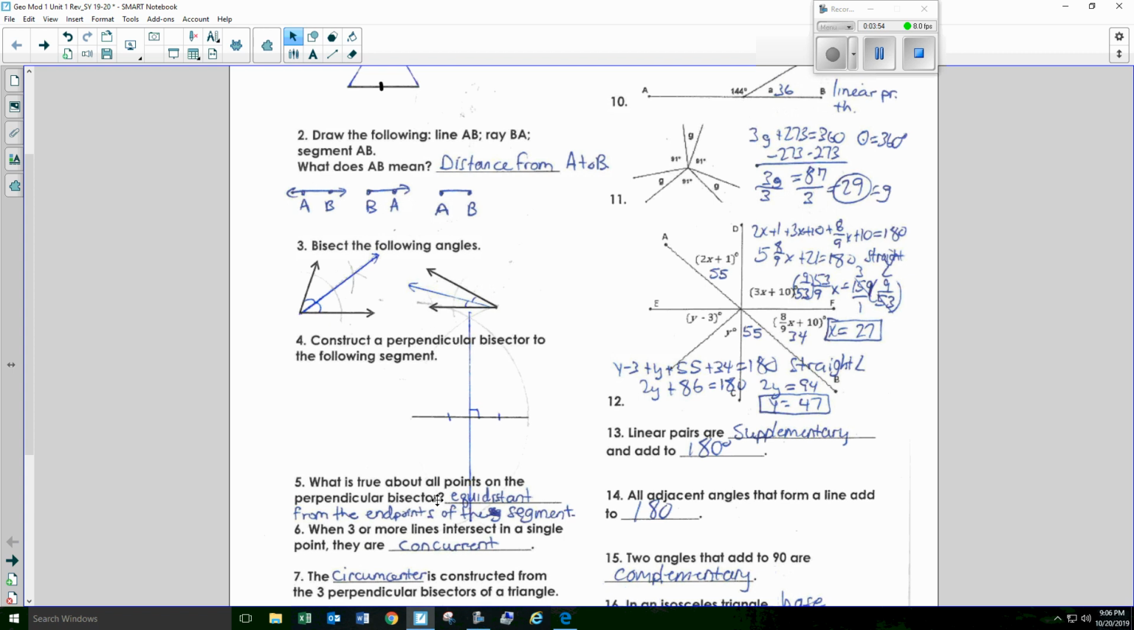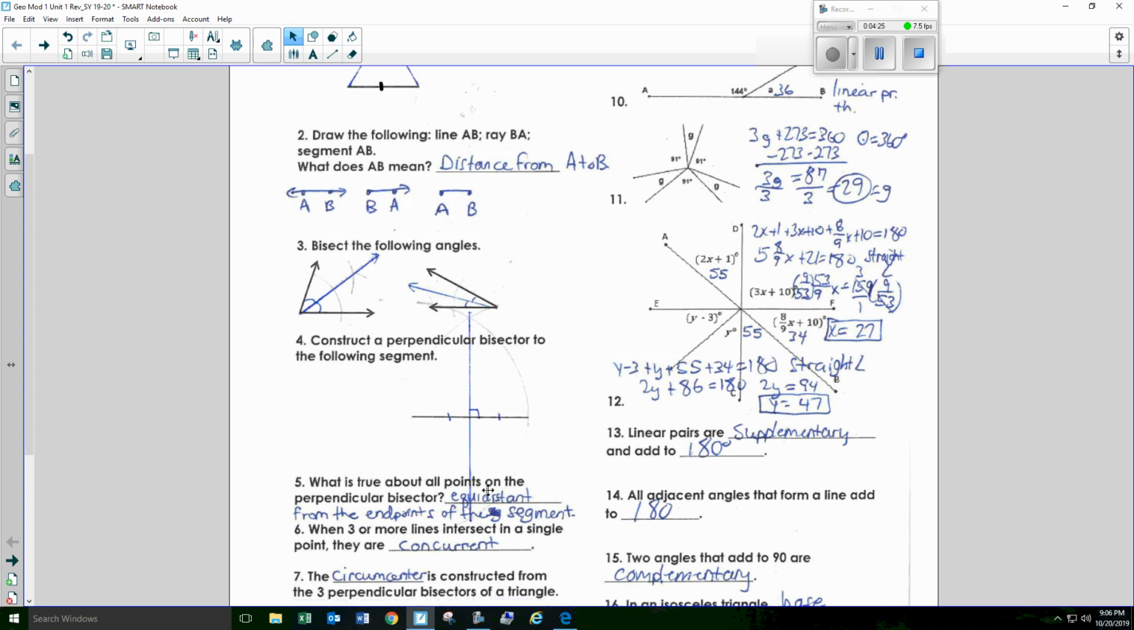What is true about all points on the perpendicular bisector? This is a common question that's always on the DCAS. You may see it on your interim test as well. Okay, any point on this perpendicular bisector is equidistant to the endpoints. So if I pick this point, that distance is equal to that distance. If I pick this point, that distance is equal to that distance. So any point on the perpendicular bisector is equidistant to the endpoints of the segment.